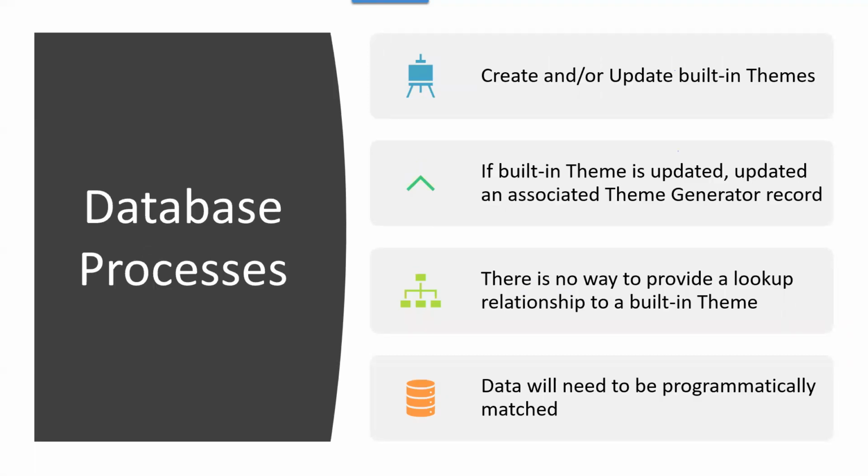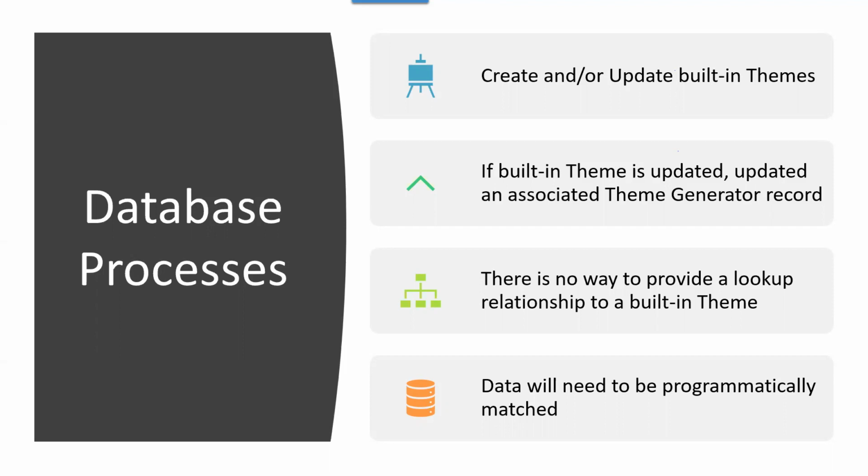So the background processes, and again, this is the full third iteration, everything is connected version of this. We are creating and updating built-in themes. If a built-in theme is updated in the built-in theme, I want it updated in the theme generator record as well. One of the caveats that causes these issues, the technical things I talked about earlier, is the theme is not available as a lookup. So that means I don't have the ability to put a lookup on the theme generator form. The reason that the built-in theme is a special form is because they did that.